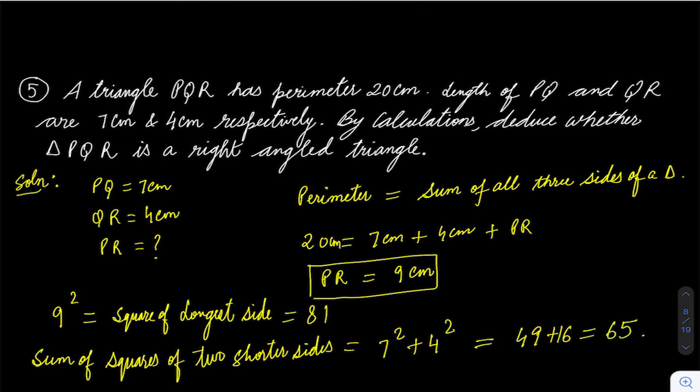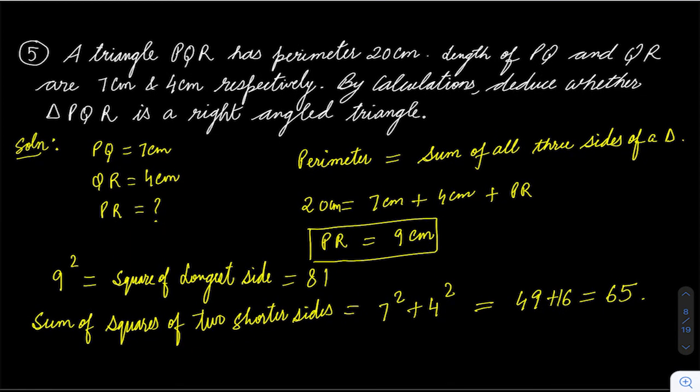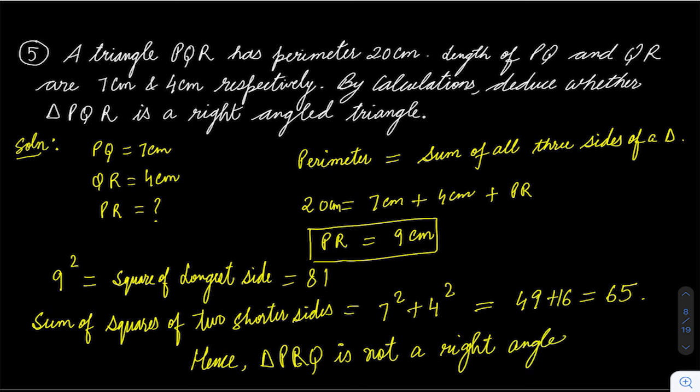Now as you can see, these two values are not equal. Hence, we can say triangle PQR is not a right angle triangle, as these two values are not equal. This is not equal to this. Hence, this triangle is not a right angle triangle.